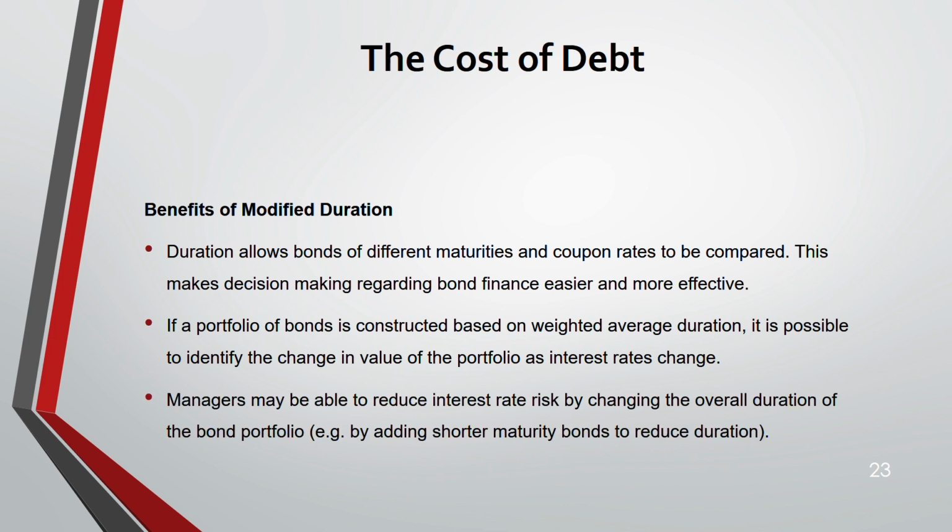Third, it reduces the interest rate risk. How? You can just easily change the duration of the bond portfolio. For example, by adding shorter maturity bonds to reduce duration. If you want to reduce your duration, just add shorter maturity bonds rather than having longer maturity bonds, which will reduce your interest rate risk also.